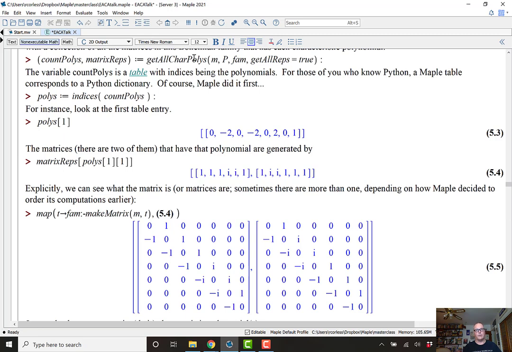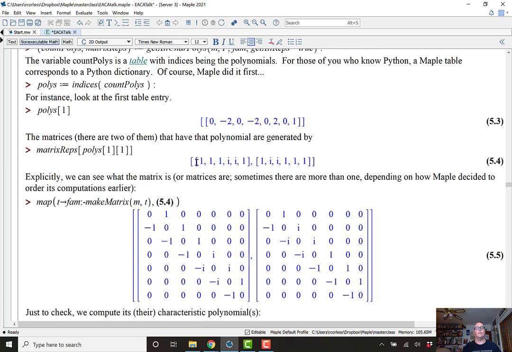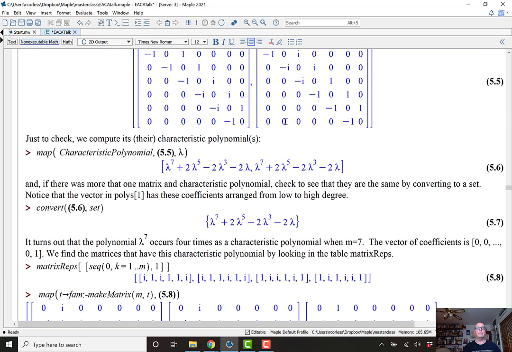There are other matrices, even if they don't have the same characteristic polynomial, they might share eigenvalues. So here's two sets of parameter values which will give this characteristic polynomial. And boom, boom, there's the characteristic polynomials.